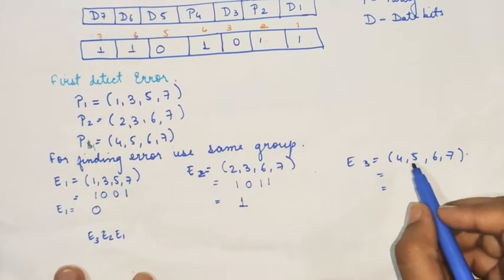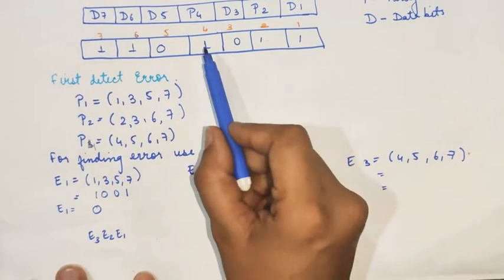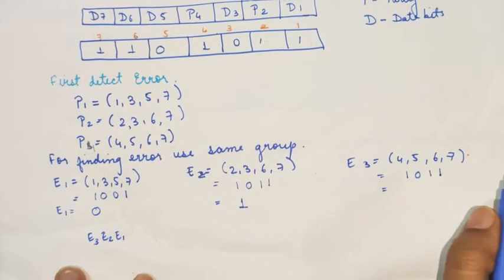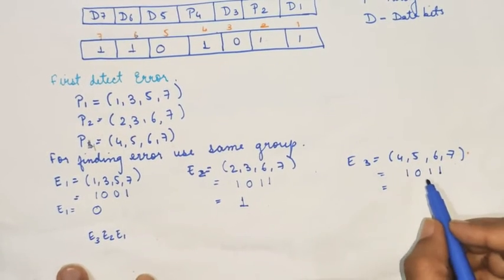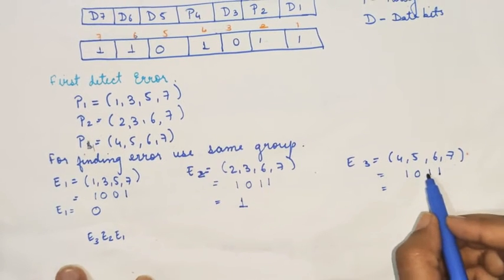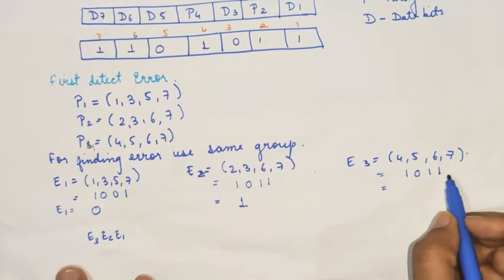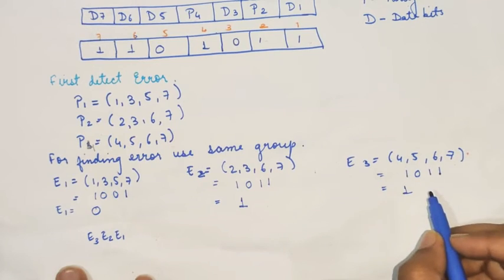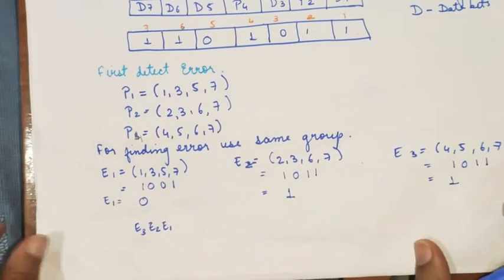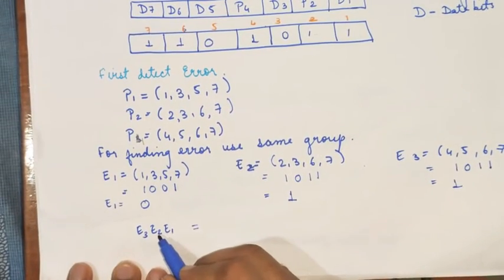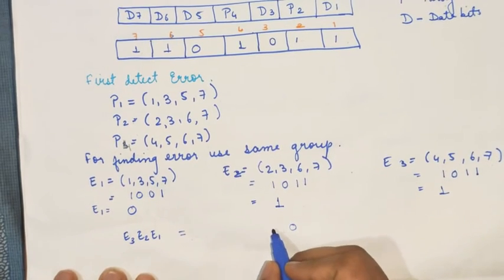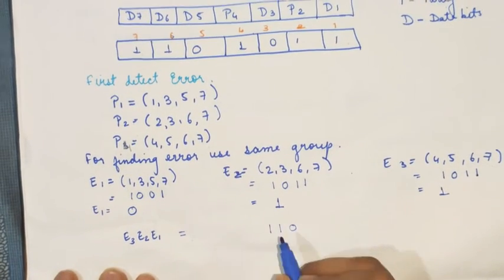Okay, now we will calculate E3 with 4 5 6 7: 1, 0, 1, 1. Again find the number of ones: 1, 2 and 3. Again it is odd, so we are going to add 1 to make it even, since we are using even parity. Now we are going to write E1, E2, E3 in sequence. E1 is 0, E2 is 1 and E3 is again 1.